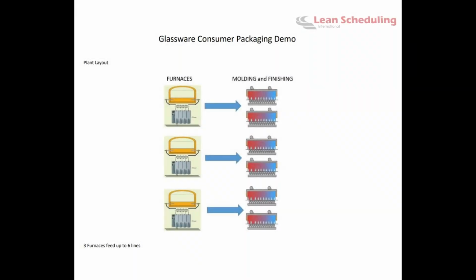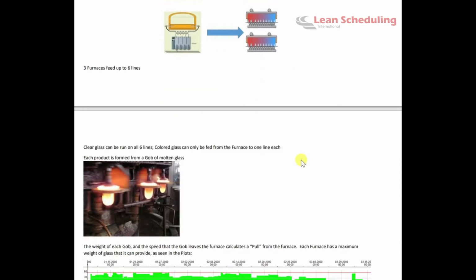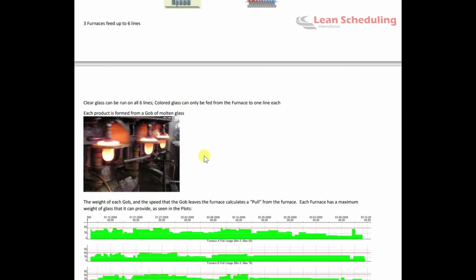So we're going to demonstrate an APS Opcenter model designed for glassware, whether it be bottles or drinkware or something like that. To give a little bit of background, first of all, we have 3 furnaces that feed 6 molding and finishing lines. We have some constraints regarding how much molten glass you can pull from a furnace, and that's calculated by the weight of the gob and the speed of the gob as it leaves there. You can calculate a furnace pull.